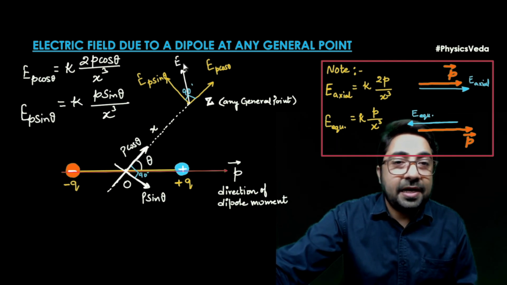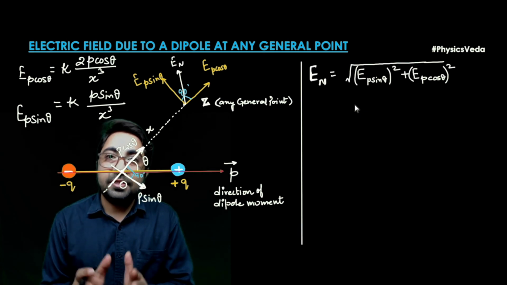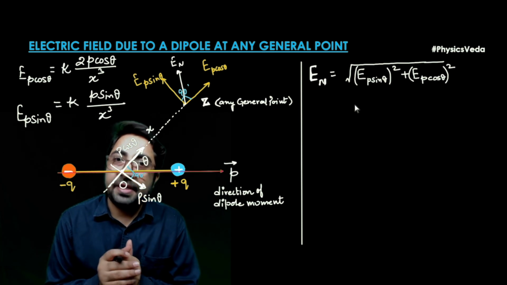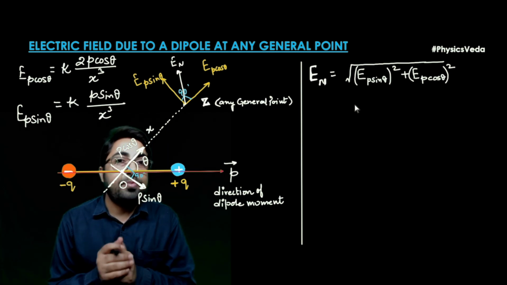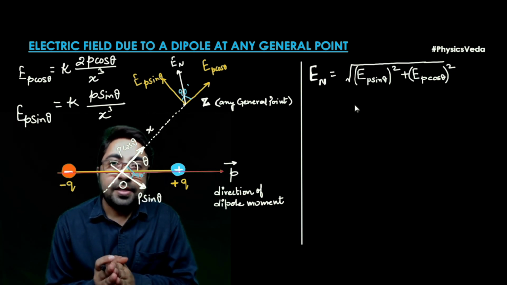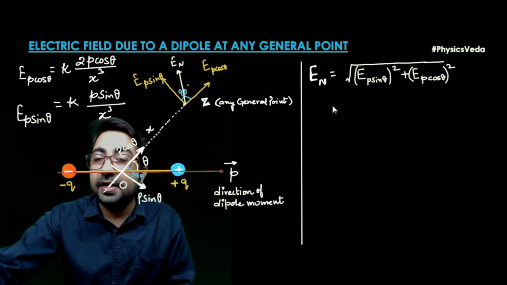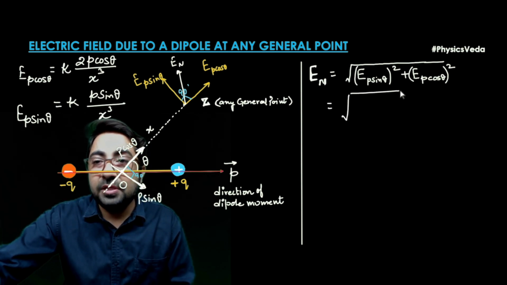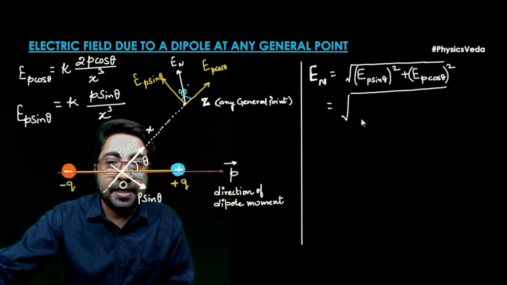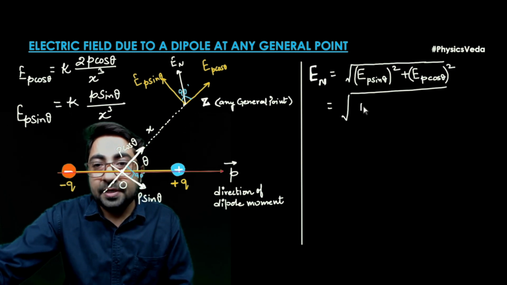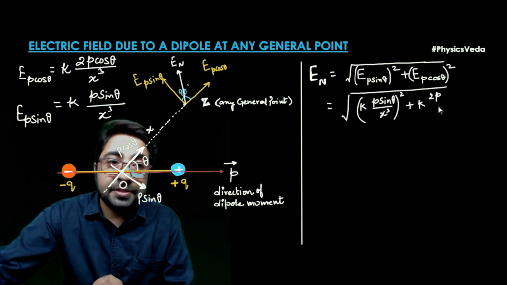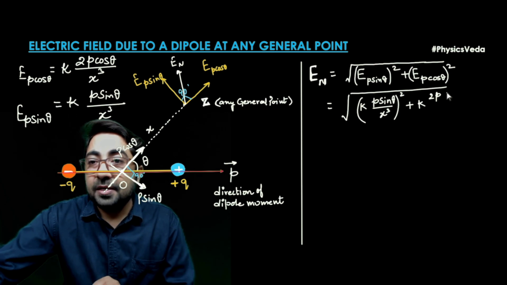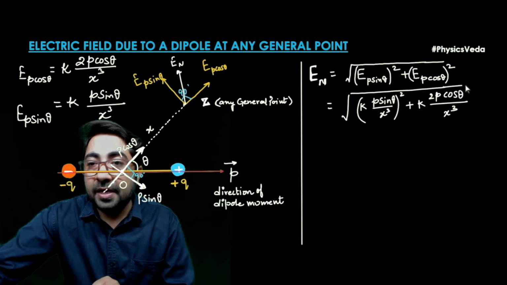Let us consider this is the net electric field at any general point. Now we will calculate the resultant electric field here by simple vector methods, since the components of electric field due to both the dipoles are separated at 90 degrees. So the net electric field intensity will be equal to, putting all these values here, the electric field due to P sine theta, which we have already written, that is K P sine theta upon x cube, and the whole power is square, plus the electric field intensity due to P cos theta, so it is K 2P cos theta upon x cube, and the whole square is here.